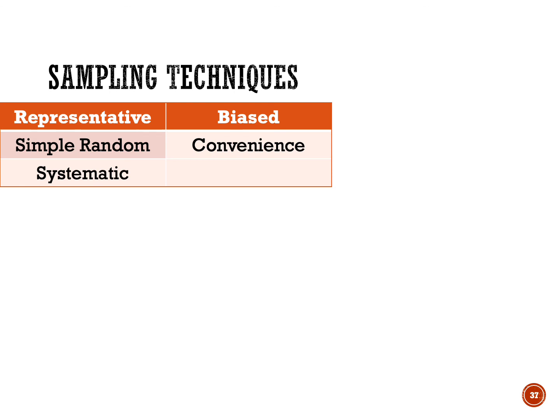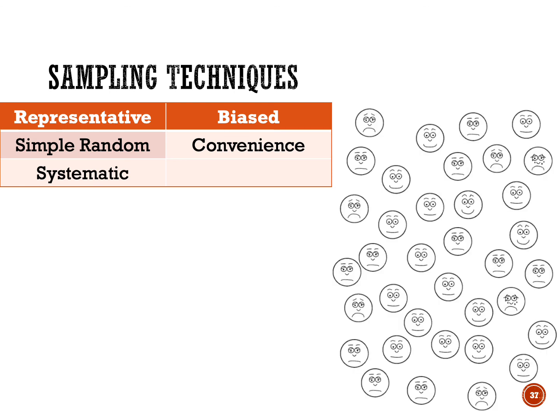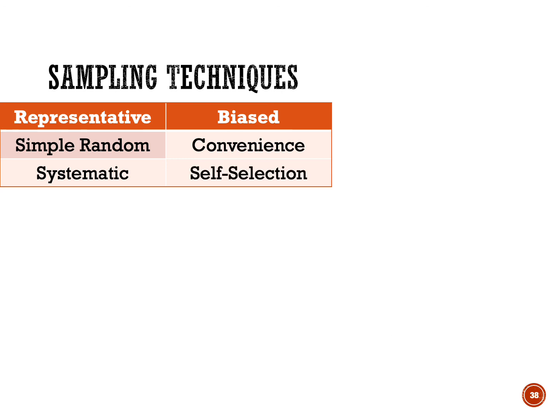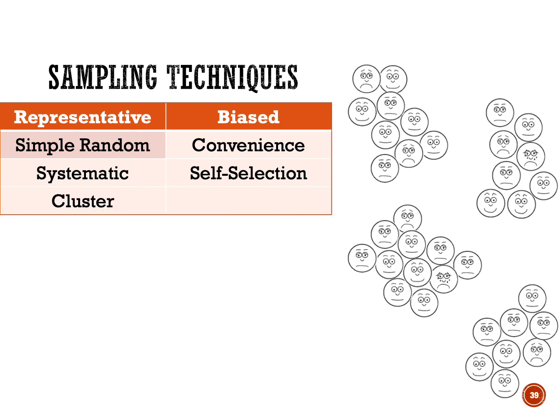Okay, a convenient sample is when you sample who is most easily available to you. And so that might just be a small subsection of the population that you can get your hands on. All right, self-selection. I like to think of self-selection as whoever shows up to the party. Remember, that is volunteer-based.